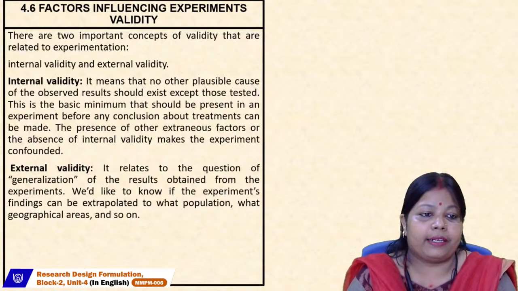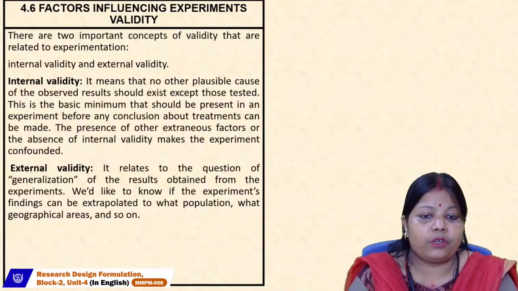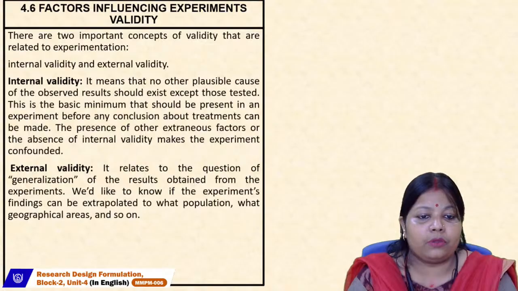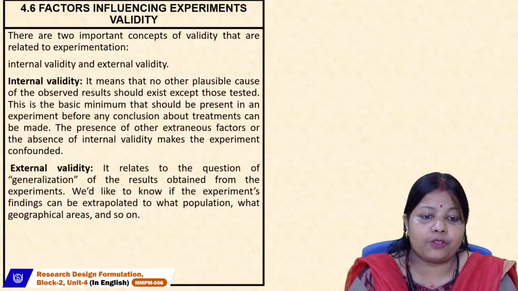So the presence of other extraneous factors, or the absence of internal validity, makes the experiments confounded. External validity relates to the question of generalization of the results obtained from the experiments. We would like to know to what population, what geographical area, and so on the experiment's findings can be extended. These are called external validity.